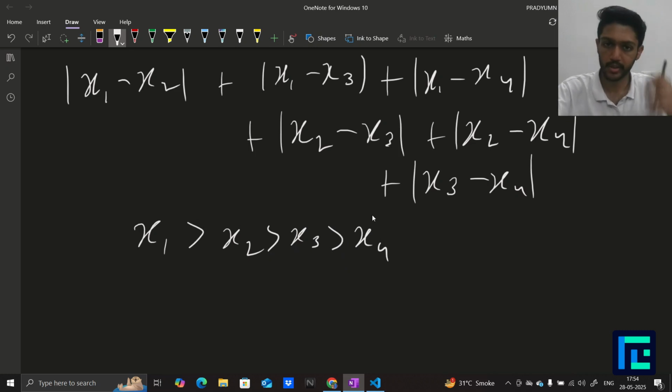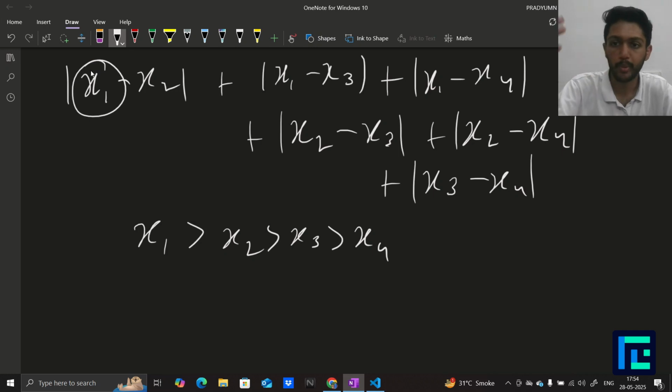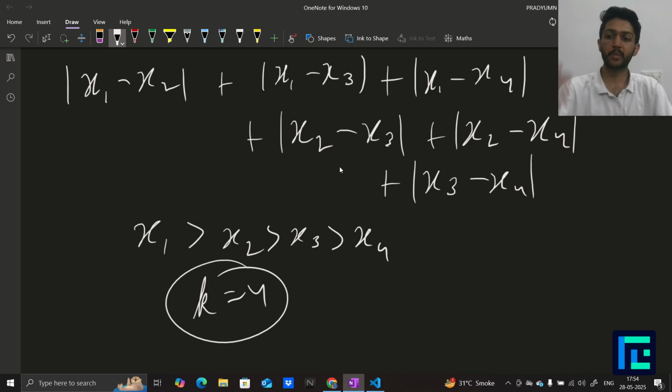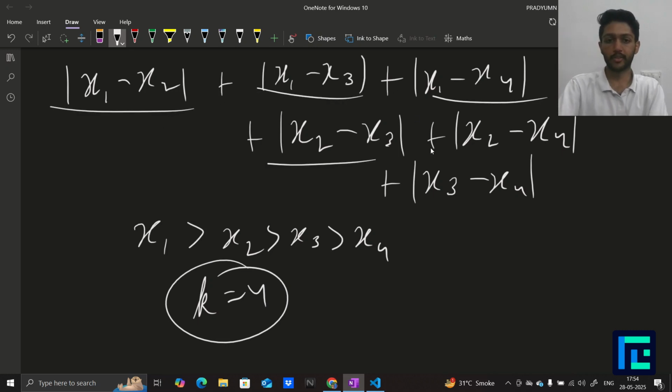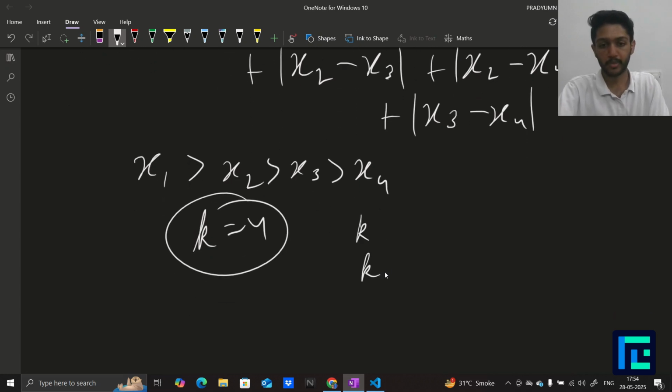Now the first thing to notice is, if you look at x1, in how many pairs does x1 come? Just tell me that. Here we have k equal to 4, right? So in how many pairs does x1 come? This is 1 pair, 2 pair, 3 pair, 4 pair, 5 pair, 6 pair. So out of 6 pairs, in how many does x1 come? In 3, right? In this one, and this one. So in general, x1 will come in k minus 1 pairs, right?